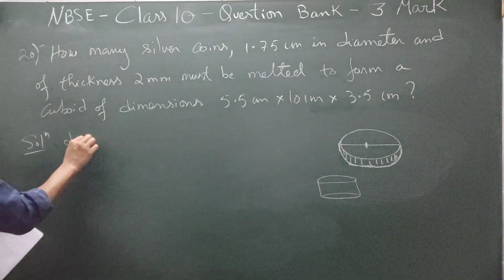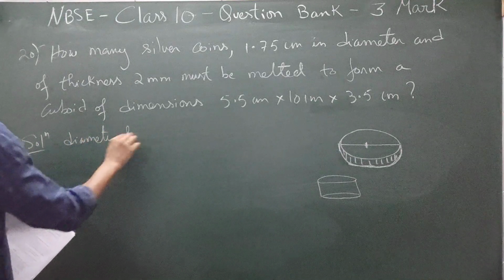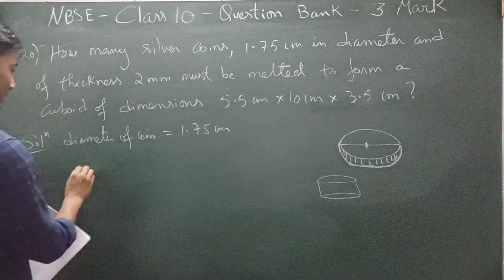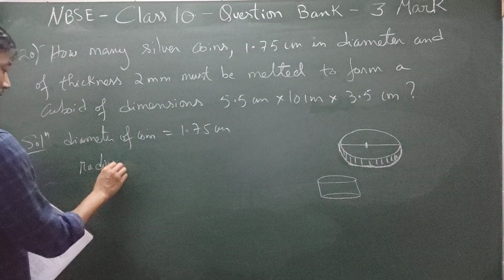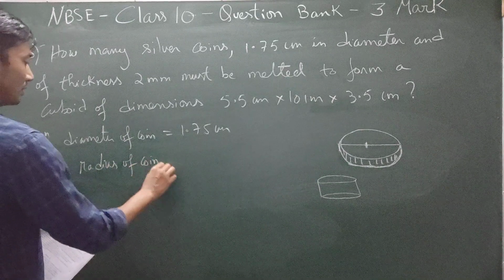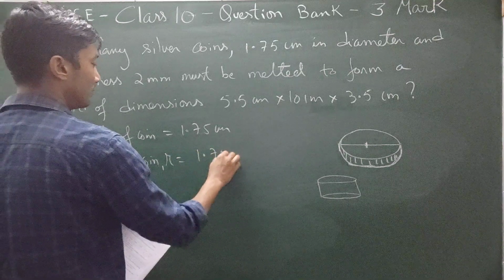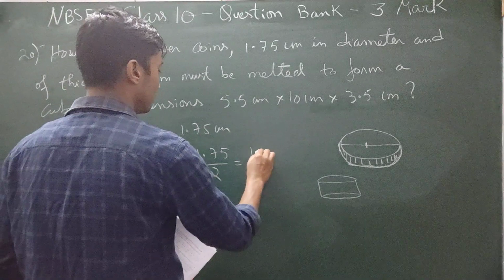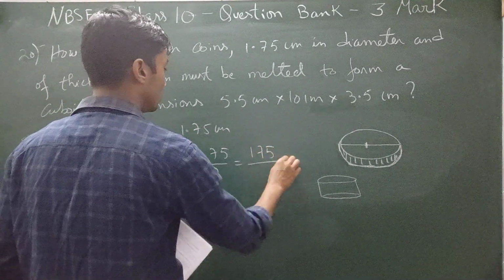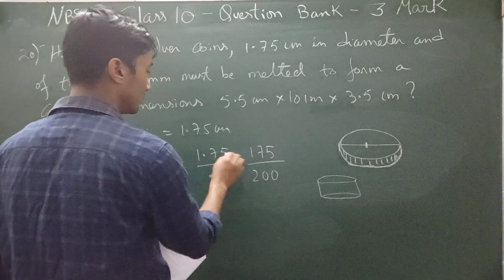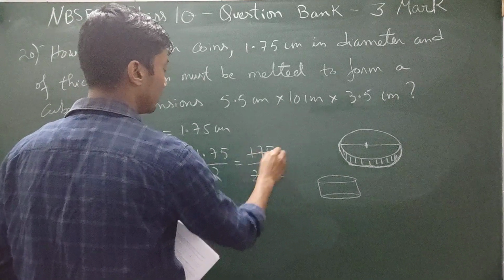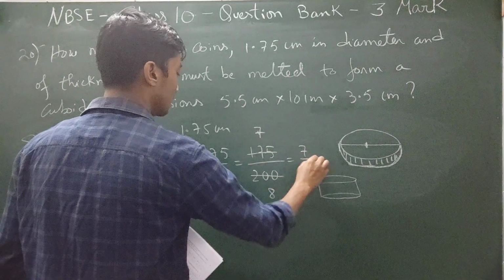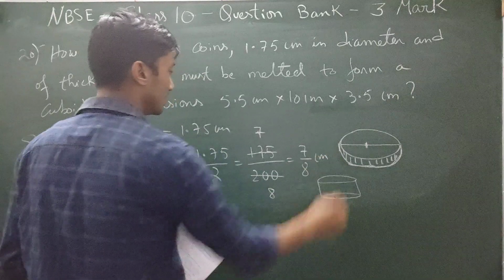Solution. Diameter of the coin is 1.75 centimeter. So radius of the coin is 1.75 divided by 2, because radius is always half of diameter. So 1 decimal 75, so 2 decimals 0 0. If you divide by 25, 25 sevens are 175, 25 eights are 200, so it's 7 by 8 centimeter.